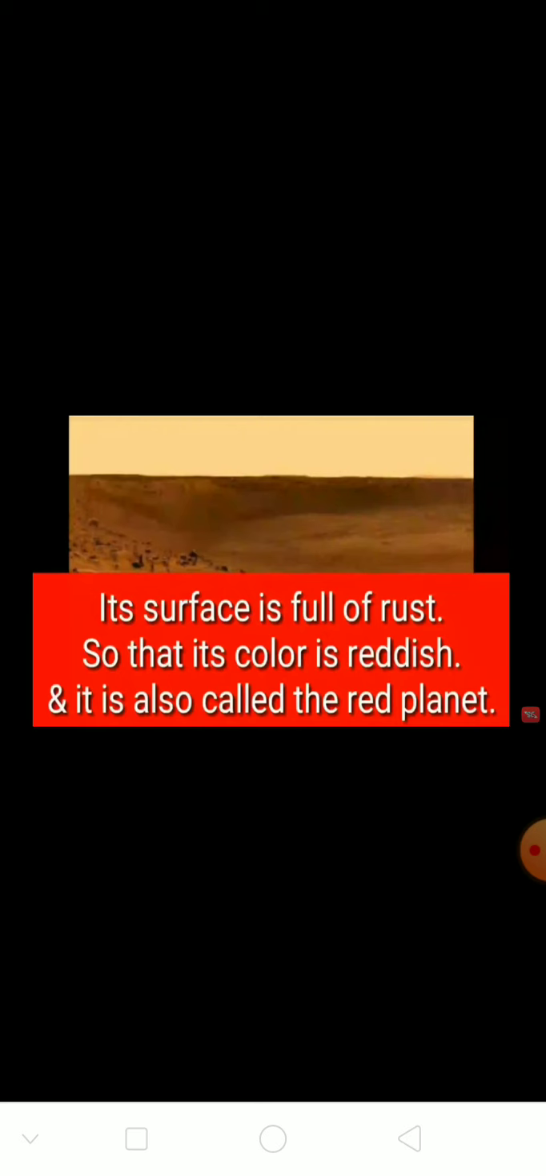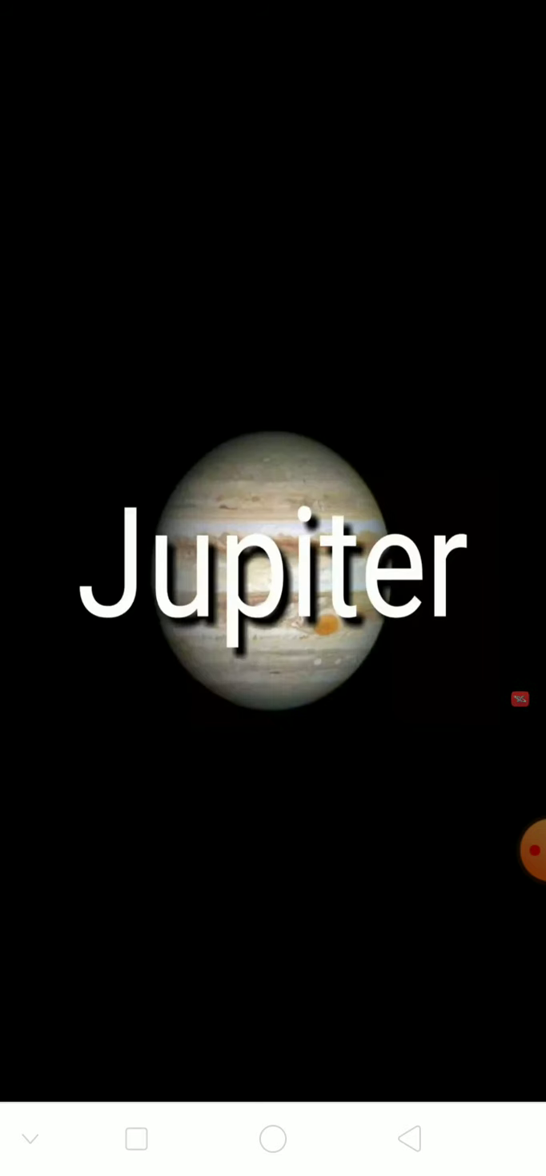Our Earth is the third planet. The Earth is called the blue planet, and Mars is called the red planet because its surface is full of rust and its color is reddish.